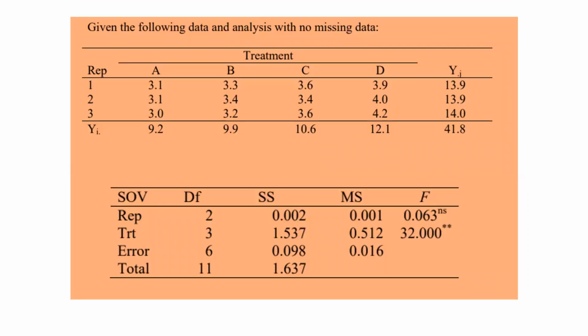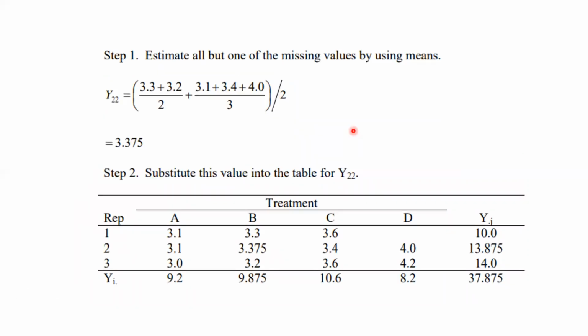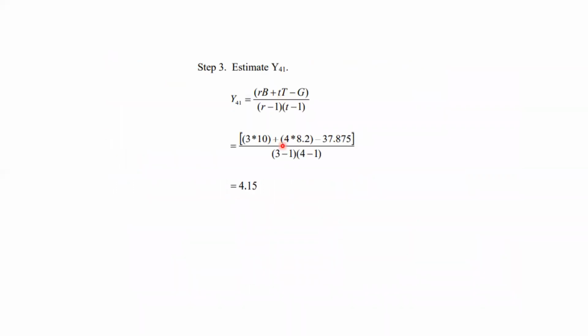Now you can see I have used a similar data set here, but here there is no missing data, whereas here you can see there are two missing points, Y22 and Y41. Then we can estimate those by using this equation as we have used in the previous case. We take the average of this column and the average of this row, add those two together and divide by 2. Then finally we have a value for Y22. By using that method, for Y41 also we can have an observation.